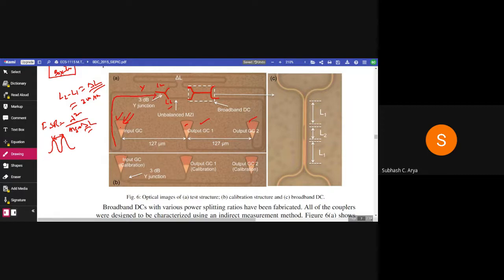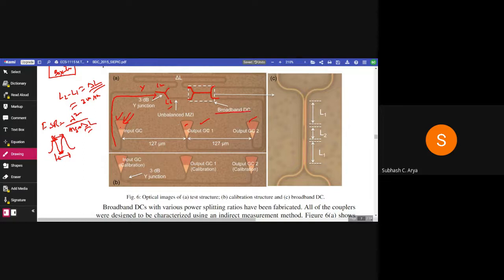and this Y branch will split the light into two halves, and this MZI will give the constructive and destructive interference based on this delta L. As we can see, this is the delta L. Based on this, it will give you constructive interference, and this is the destructive interference. At constructive interference, light will be available; at destructive interference, light will not be available. And after that, your device under test, that is the broadband directional coupler, has been used.